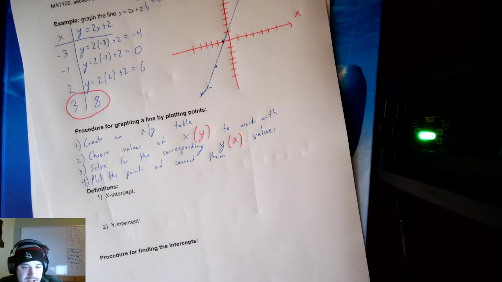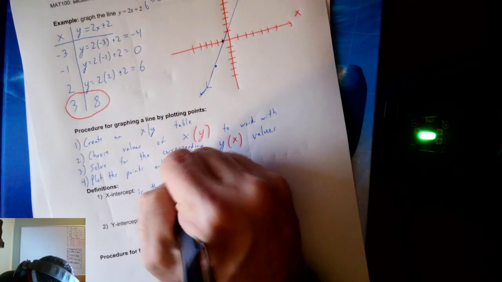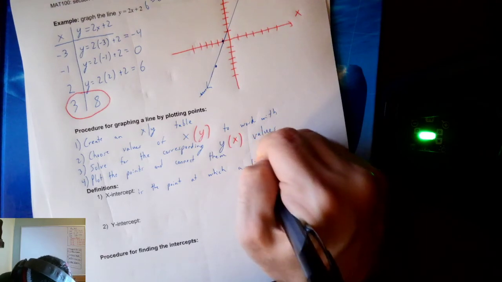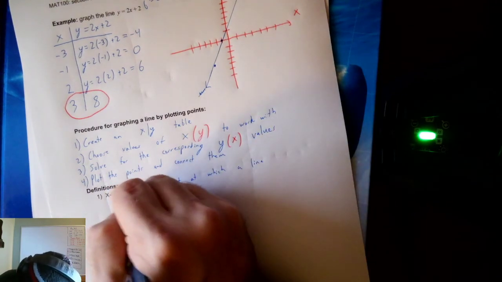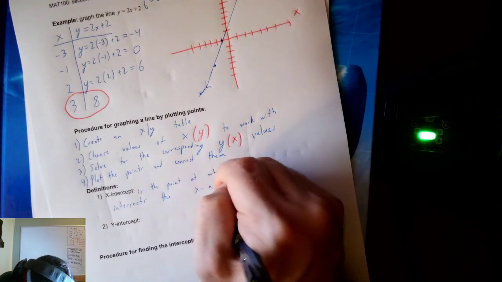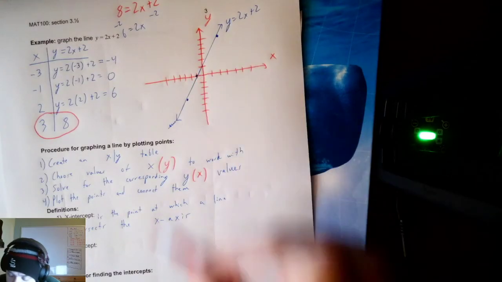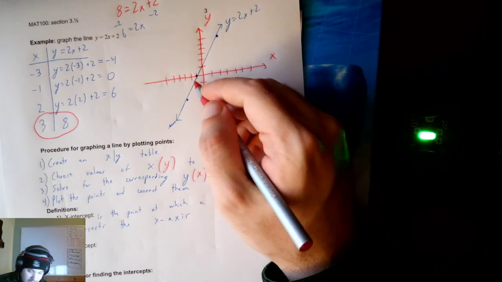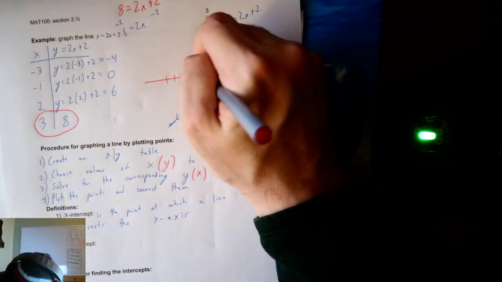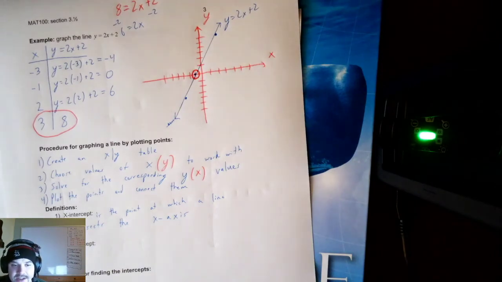Now, let's have a new definition. The x-intercept is the point at which a line intersects the x-axis. In our example here, this value right there is my x-intercept. Notice this is the x-axis. Right here, I'm going to circle it. Right here is the x-intercept.